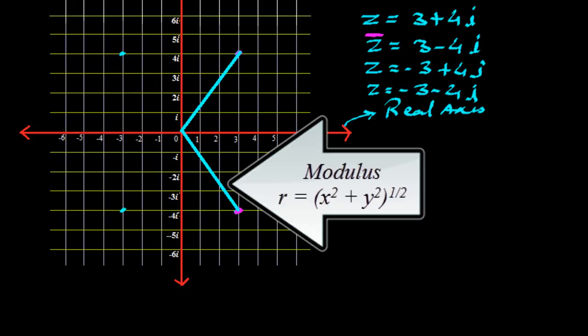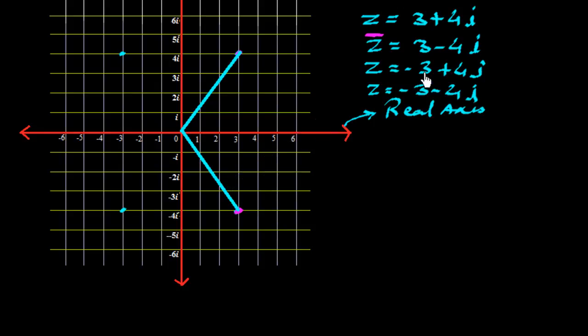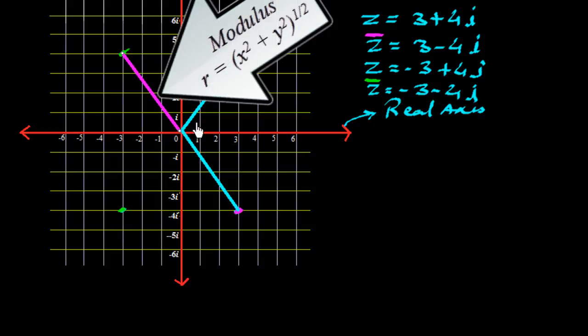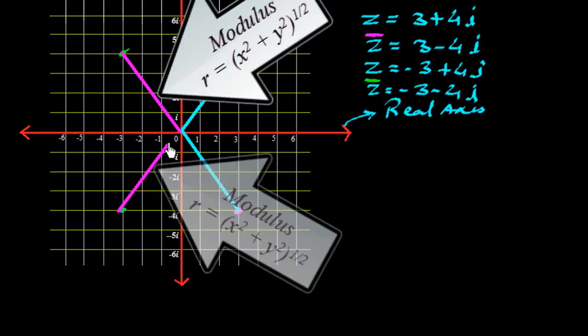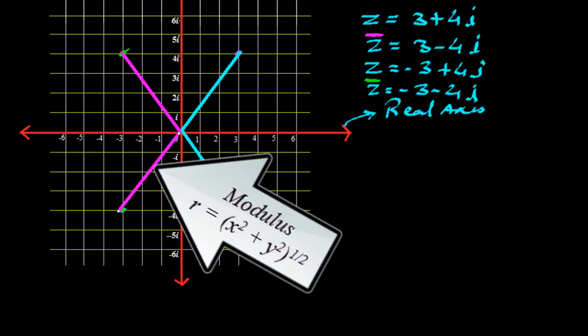Now another one we see here. Now we see z equal to minus 3 plus 4i. So minus 3 plus 4i is here, and the conjugate z bar, minus 3 minus 4i, would be here. And in this way we find the reflection of these numbers.